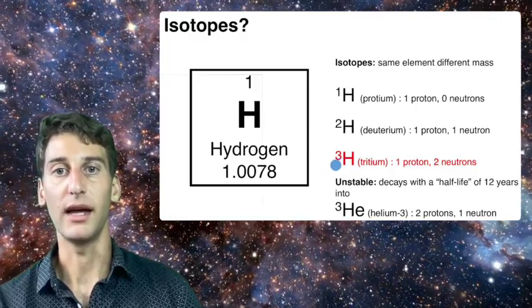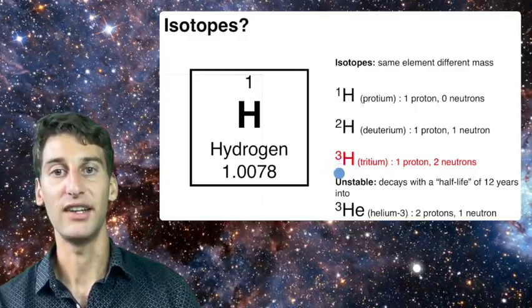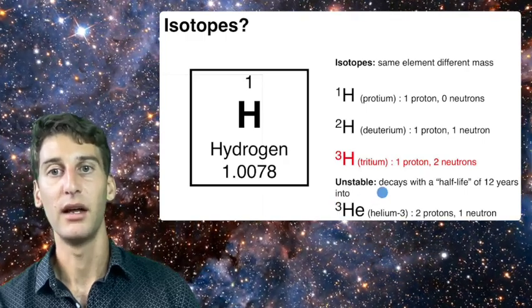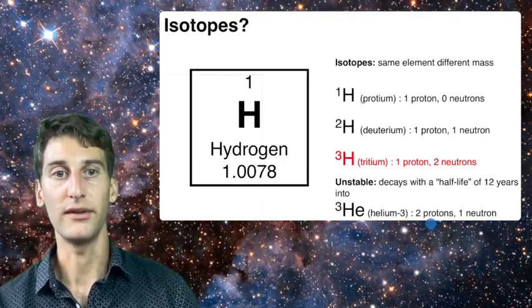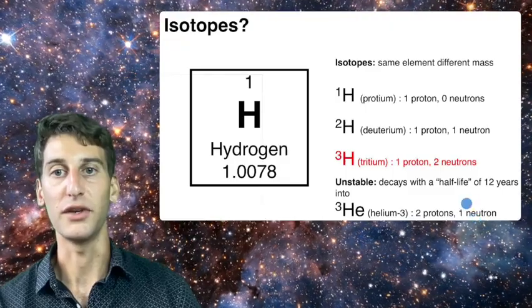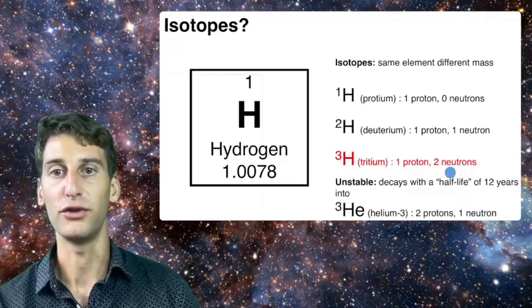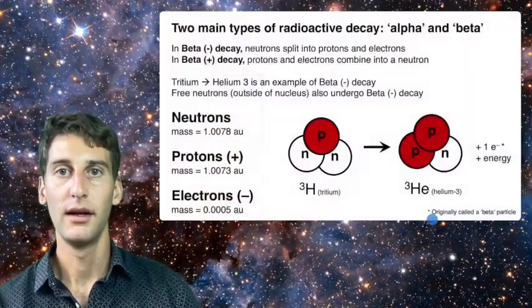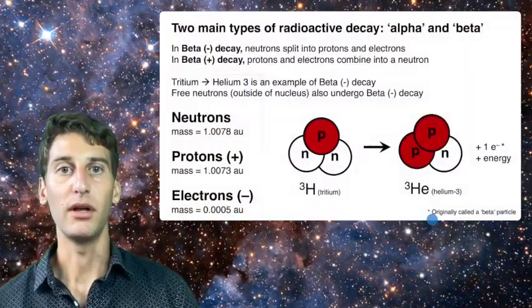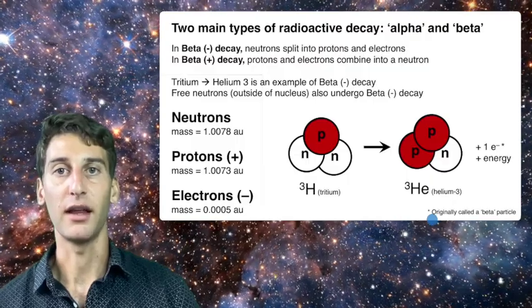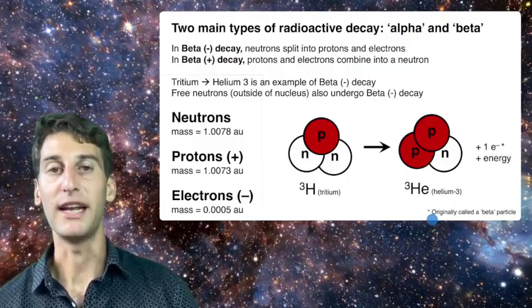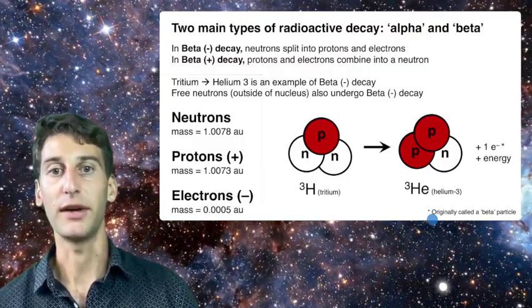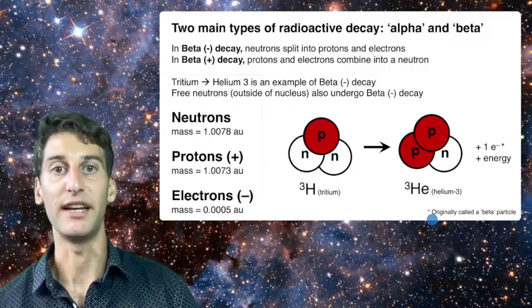And so when tritium decays, it decays into this product, helium-3. Helium-3 has 2 protons, but 1 neutron here. So you can see there's a switch between the 2 neutrons in tritium and the 2 protons here. This is one example of the 2 main types of radioactive decay. These are called alpha decay and beta decay. The disintegration of tritium is an example of beta decay.